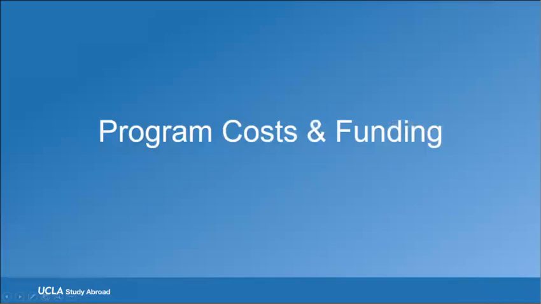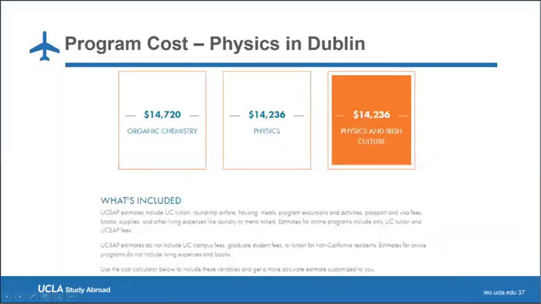So now let's dive in a little bit more into the program cost and funding. What can you expect? The Physics in Dublin program is estimated to be $14,236. This is an estimate. Prices can lower or they can increase. This estimate for all programs includes everything students are expected to pay while they are abroad. That includes the meals, housing, transportation, tuition, airfare, and any kind of travel fee. For example, if you don't have a passport just yet, it includes that passport fee. So everything is included here.